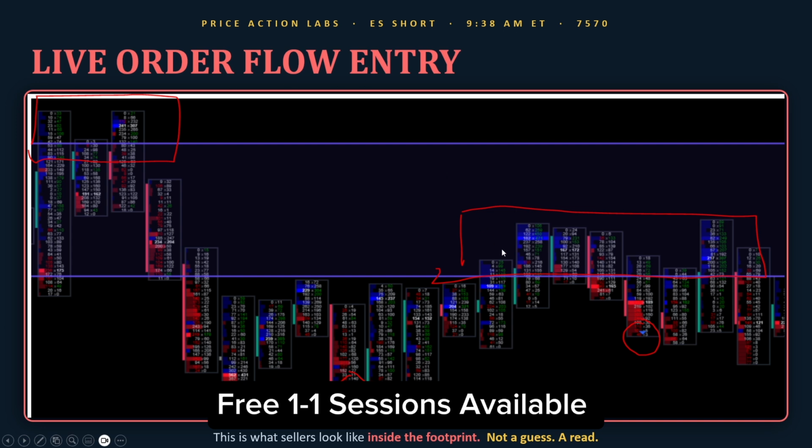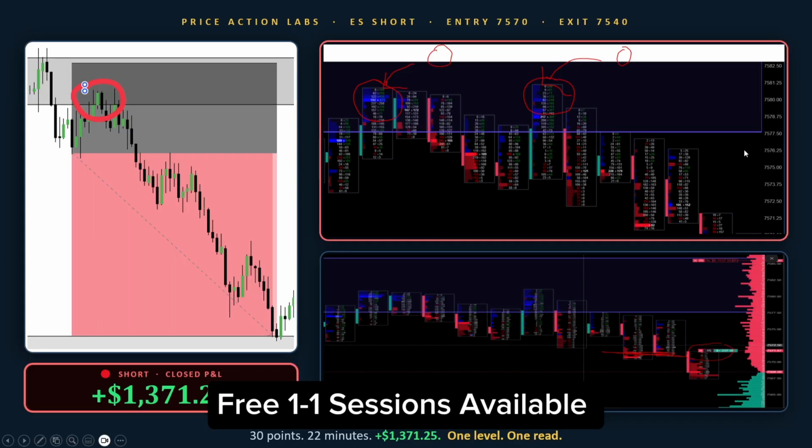Live order flow execution. So what you can see here is blue delta, more aggressive buyers and sellers. Same over here, more aggressive buyers and sellers. So it's showing you that there are more market orders in the zone that are looking to buy or aggressively buy. But what happened is we continued to break lower, and that's where the execution came from.